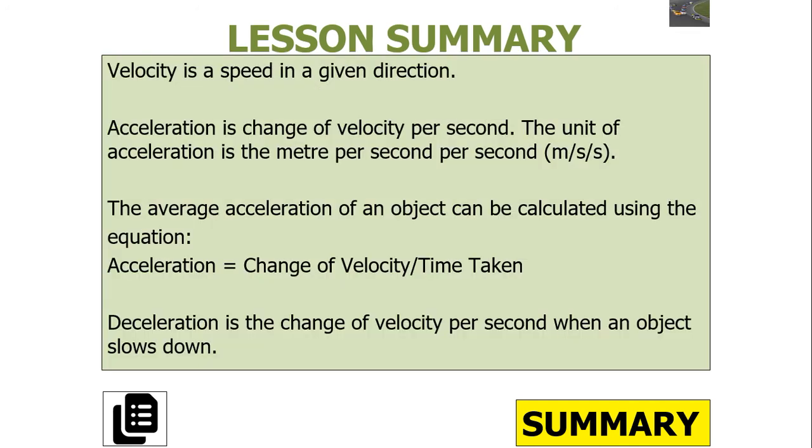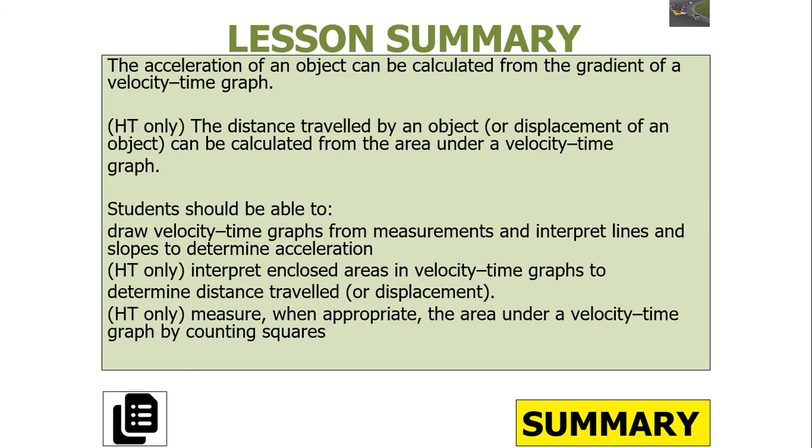Now, velocity is a speed in a given direction. Acceleration is the change of velocity per second, measured in meters per second squared. Average acceleration is calculated by change in velocity over time taken, and deceleration is the change per second when an object slows down. Now you can calculate the acceleration of an object from the gradient of a velocity time graph. The distance travelled is calculated by the area under a velocity time graph.